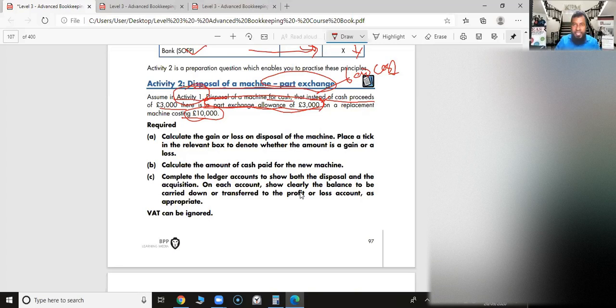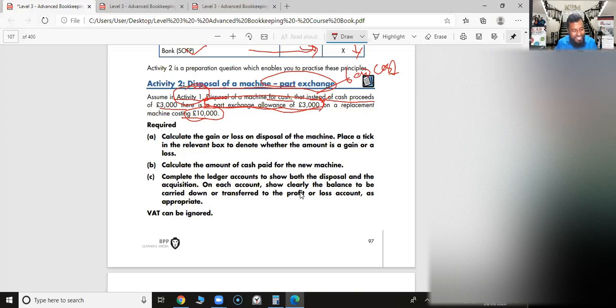So I have an asset worth 10,000 now, but the one I had was at a cost of 6,000 less accumulated depreciation, no matter. I exchanged it for 3,000. I'm asking you one simple question. I exchanged it for 3,000 and got a new asset of 10,000. The rest of the money I paid out from my bank account. How much did I pay out from my bank account? Who gives me the right answer?